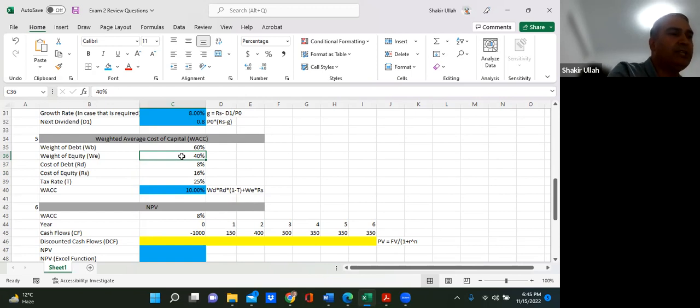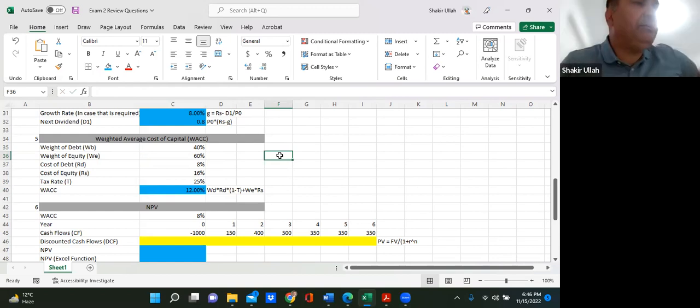Let's make this 40 as 60, like the equity is 60, and we make the weight of debt 40, so that the total is 100. The total cannot be more than 100%, right? You see, the WACC went up to 12%. From 10%, it went up to 12%. You know what I mean? Yes, thank you.